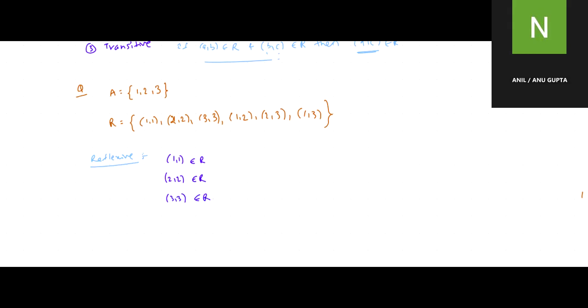Sir, if in the relation it's only (1,1) and (2,2)? No, all the elements present in set A must be there, then only it is reflexive. Clear? Okay, now after reflexive, symmetric.